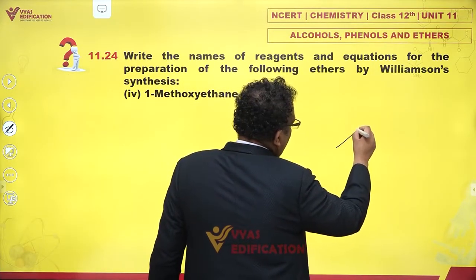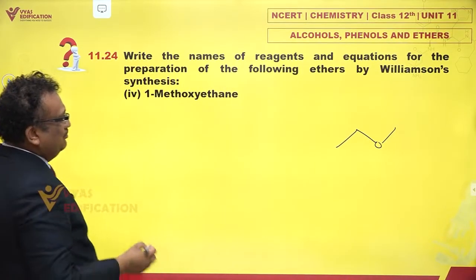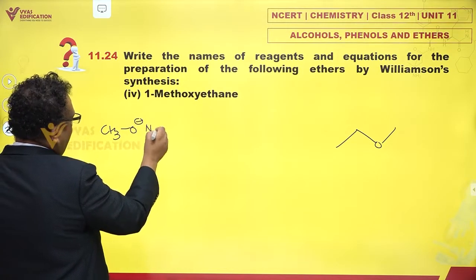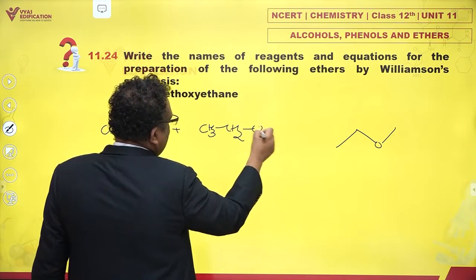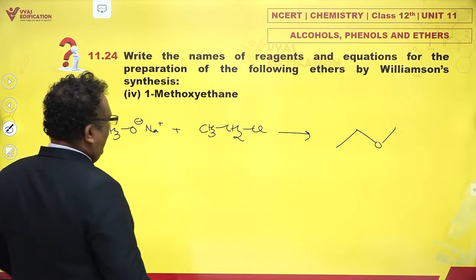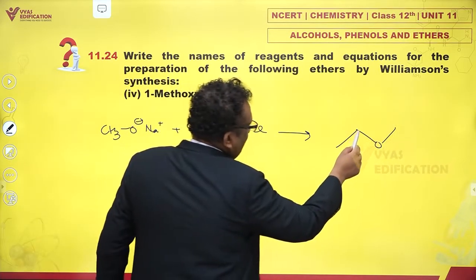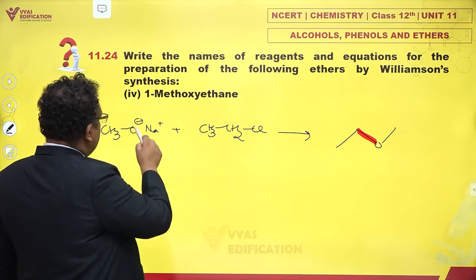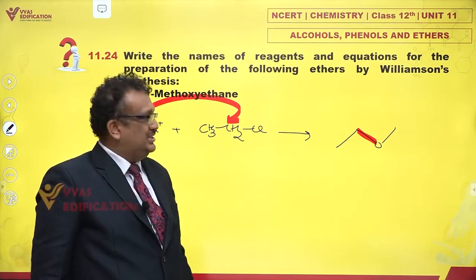1-methoxyethane. This is ethane, right? This is 1-methoxy. I think it's as simple as it gets. You have CH3ONa reacting with CH3CH2Cl. Can I get that? Yeah. In this case, you are making a new bond, and that bond is this one. This is the new bond you're making, because as there is an attack here, you find that a new bond is formed.